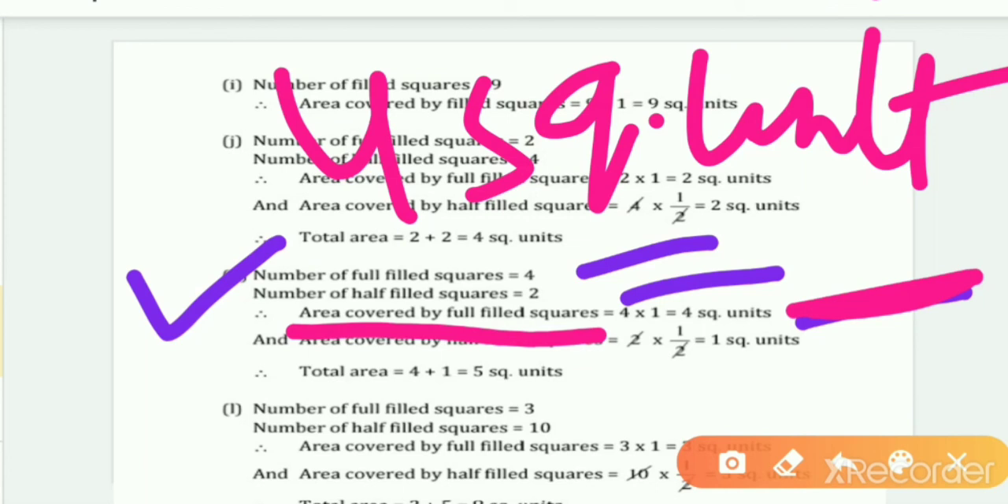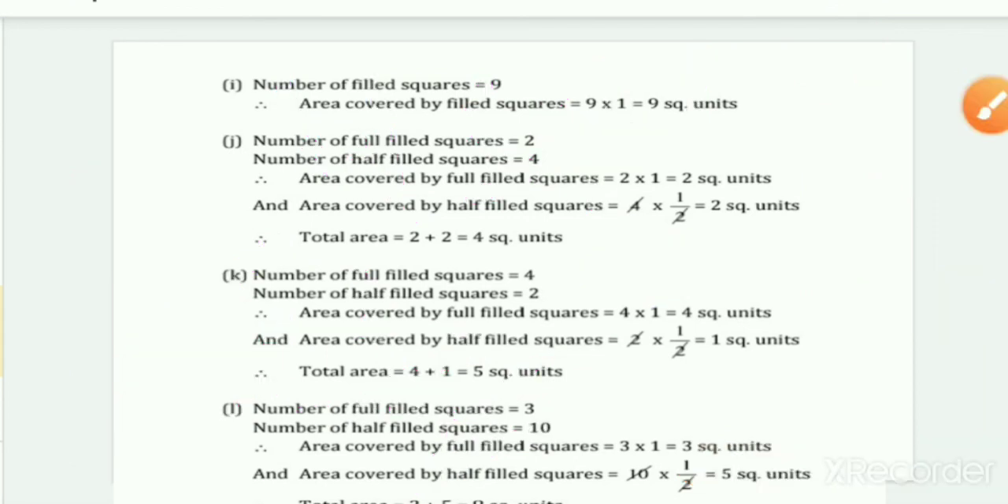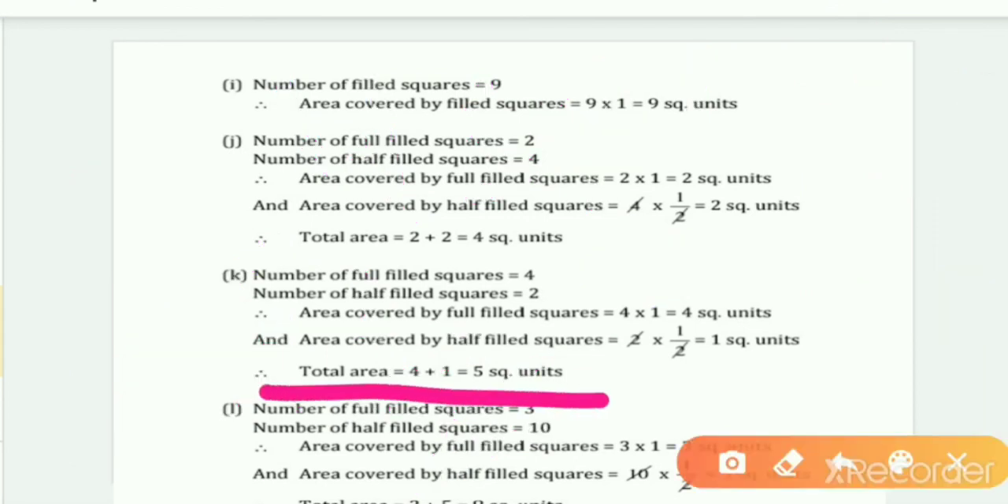Now the number of half filled squares is 2, and each half contains 1 by 2. So 2 and 2 cancel, and it will be 1 only. So the answer will be 1 square unit for the area covered by half filled squares. So the total area will be 4 plus 1 equals 5 square units, right?